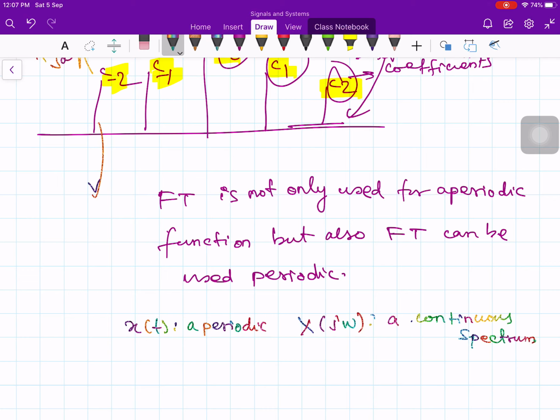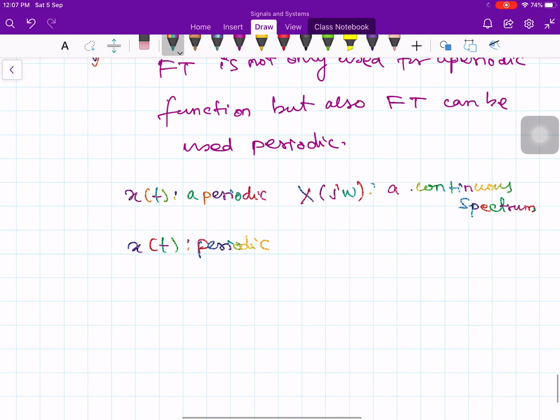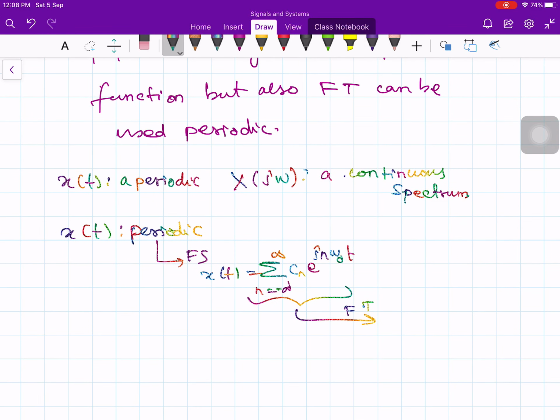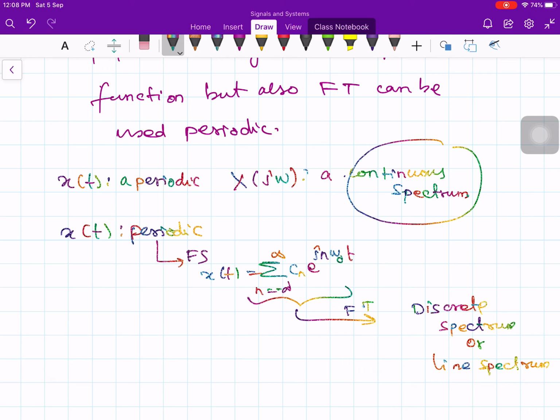If x of t is periodic, then you can use the Fourier series. With the Fourier series representation, x of t is equal to the sum from n equals minus infinity to plus infinity of Cn e to the j n omega naught t, and if you take the Fourier transform of that, you will get a discrete spectrum, or line spectrum. So if the signal is aperiodic, then it is a continuous spectrum. If the signal is periodic, you take the Fourier transform for each coefficient, and you will end up with a line spectrum or discrete spectrum.